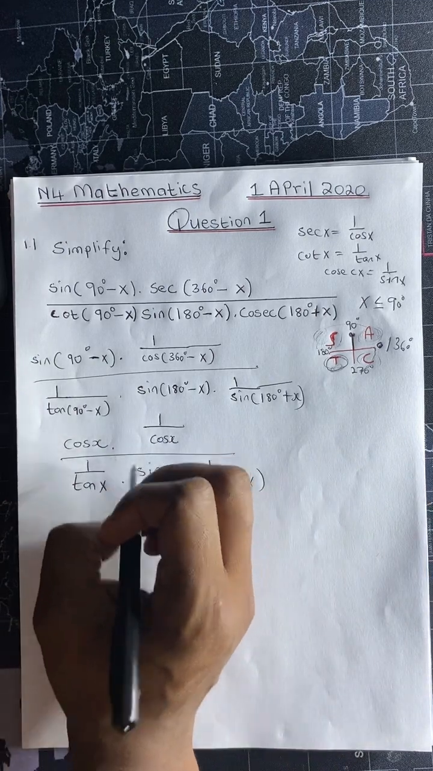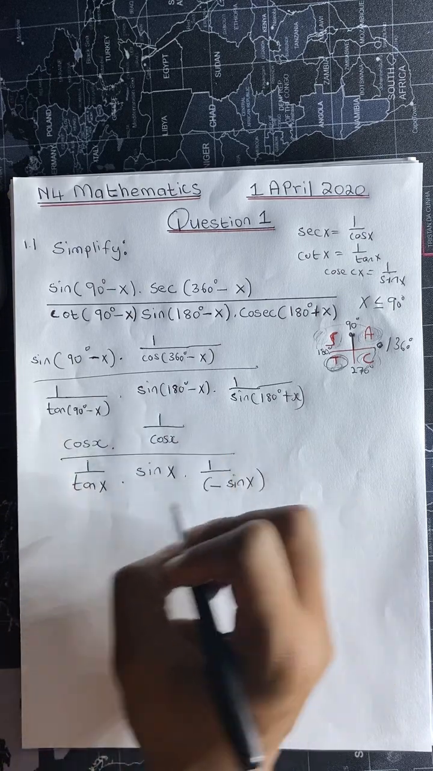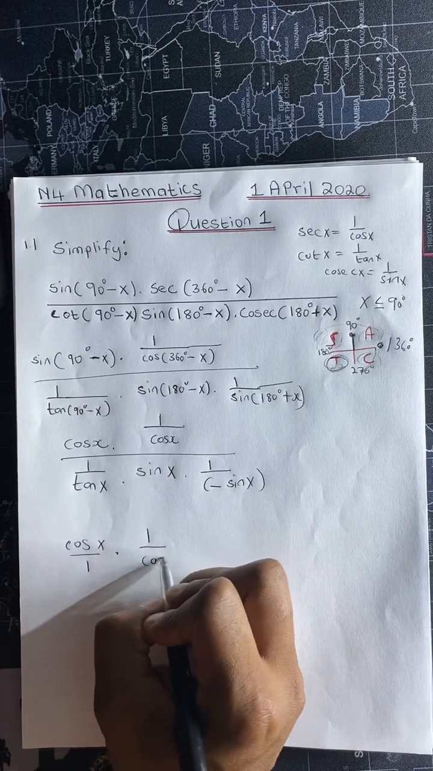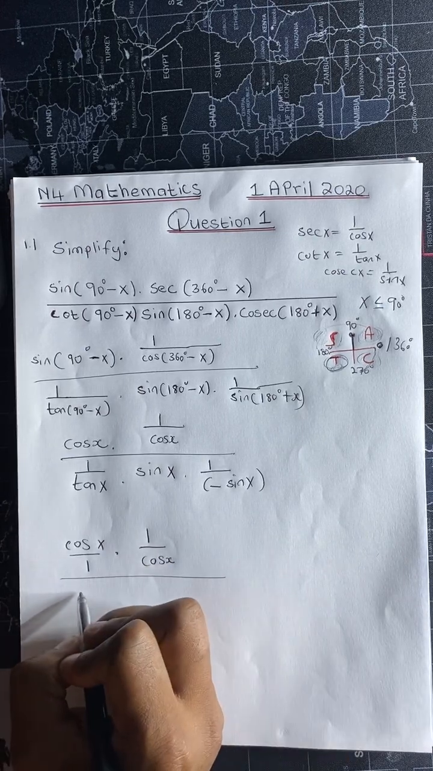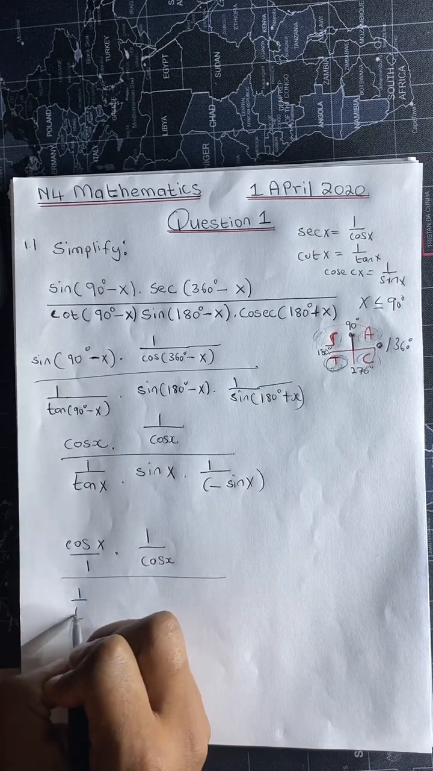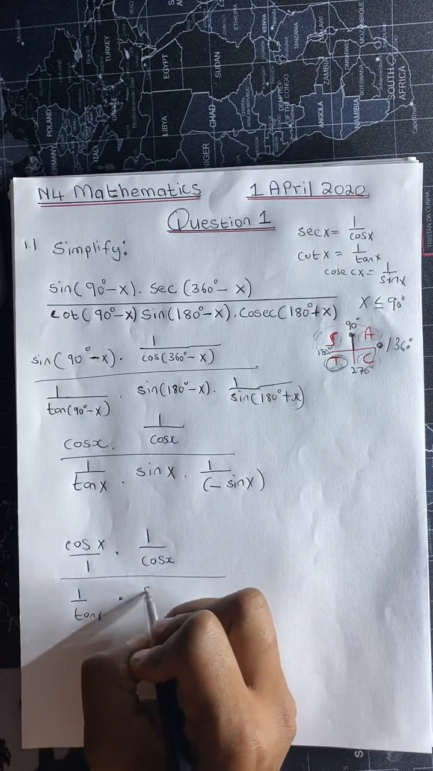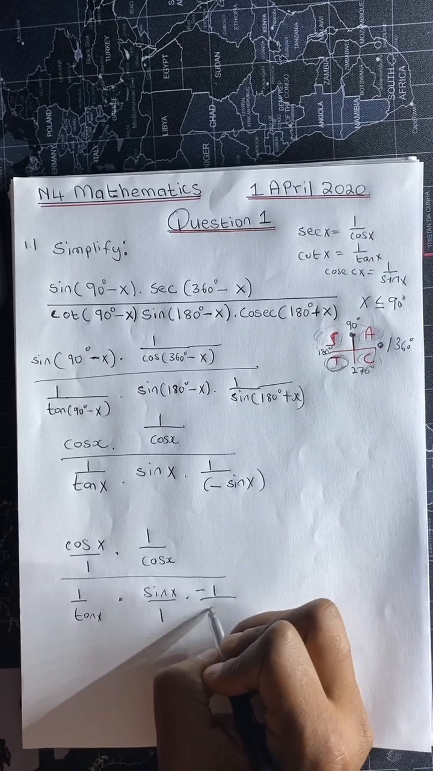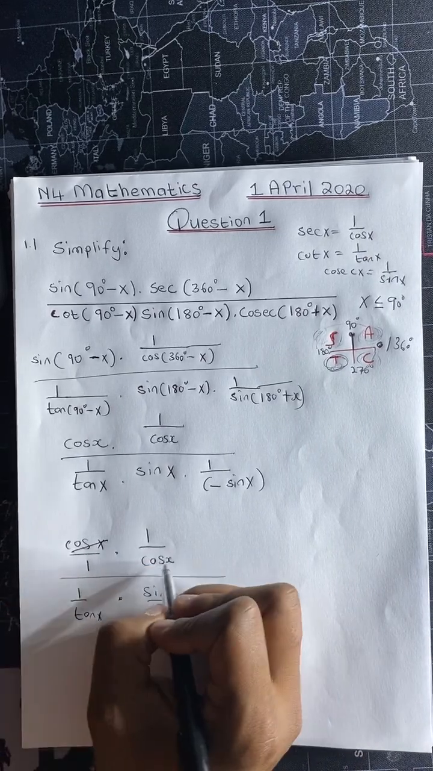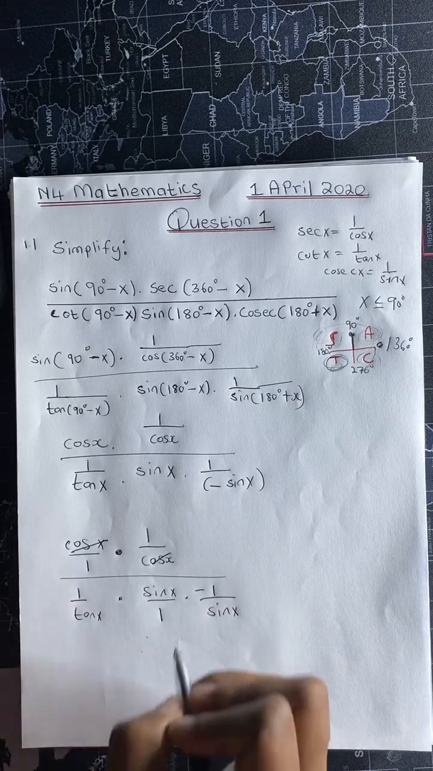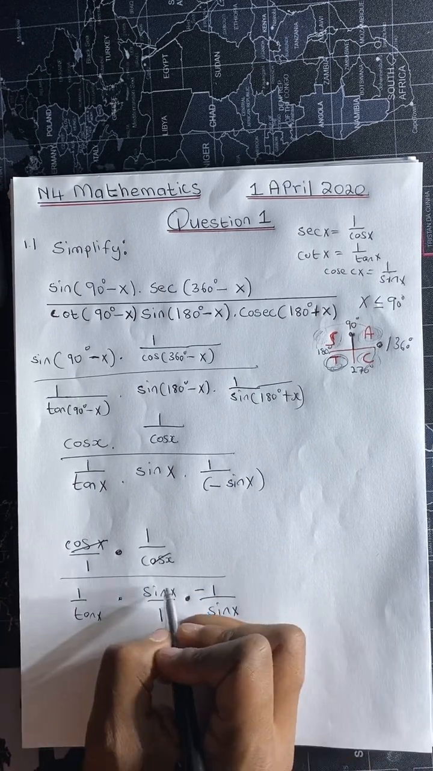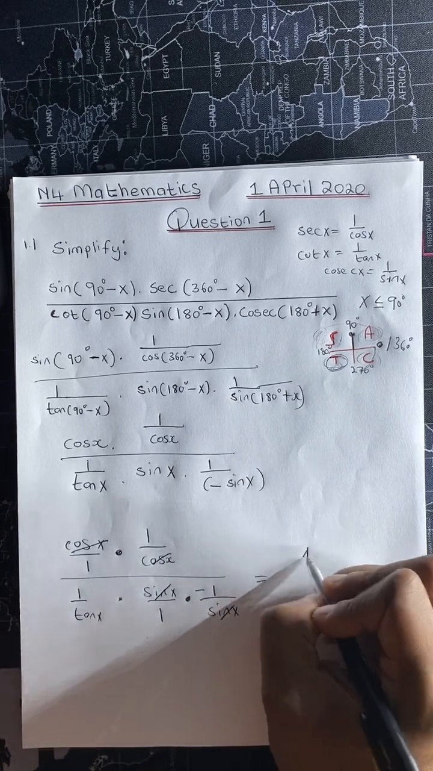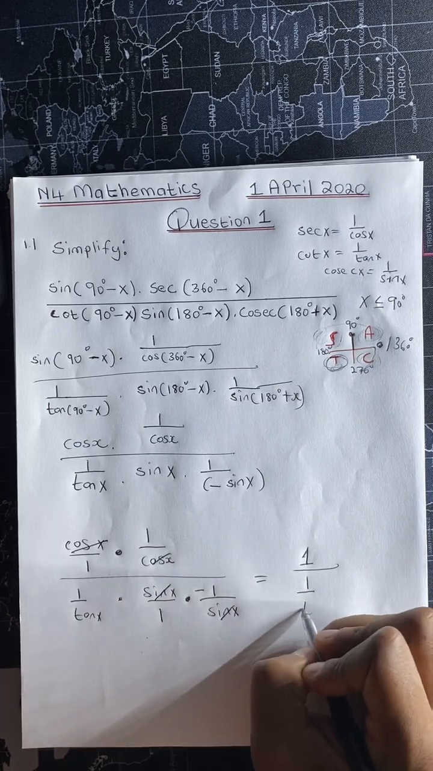So from here we can rearrange that as cos x divided by 1 multiplied by 1 over cos x, and we have 1 over tan x multiplied by sin x divided by negative 1 over sin x. So that cos x will cancel out with that cos x because of the multiplication sign, and because of this multiplication sign as well, this sin x will also cancel with that sin x, and we'll be left with 1 on top divided by 1 over tan x.